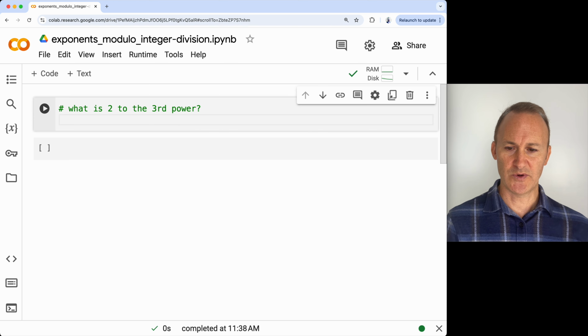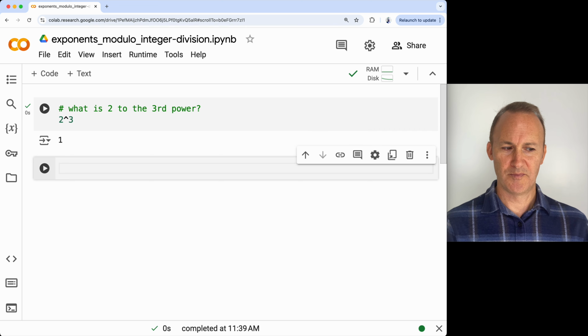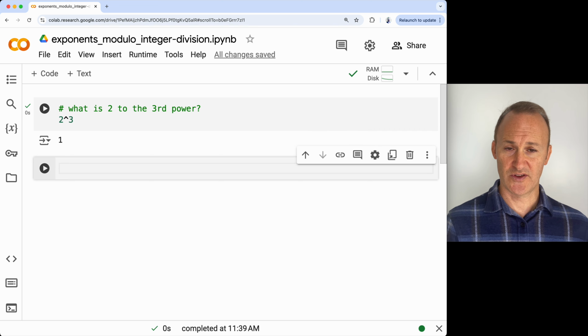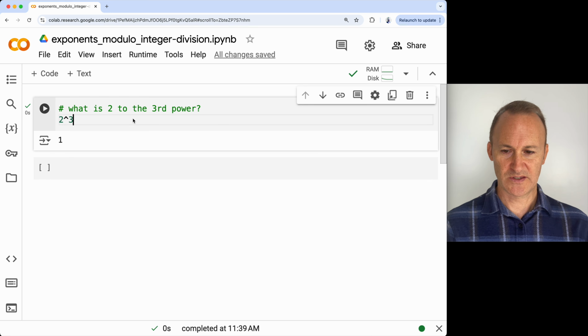Okay, so how do we do 2 to the third power in Python? You might try simply 2 caret 3. That's a standard exponential operator. But in fact, you get 1, and that is not the correct answer. 2 to the third means 2 times 2 times 2, which is in fact 8. This is a bitwise operator and is actually not what we want. And so this is incorrect, and so we're going to delete it.